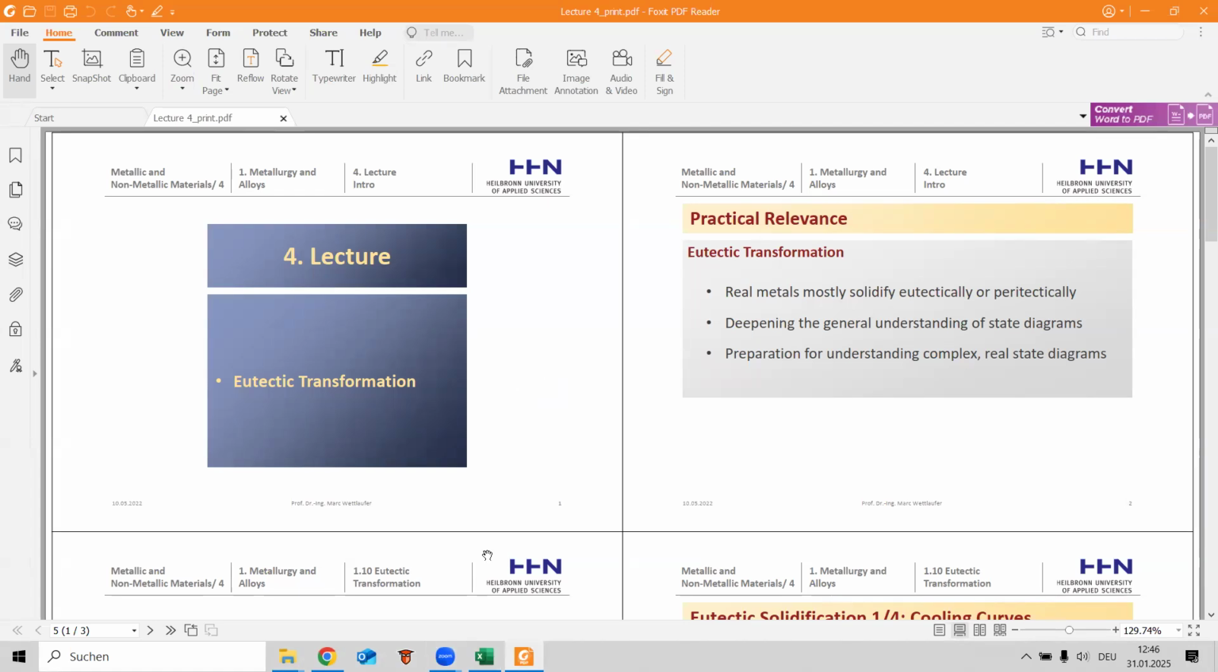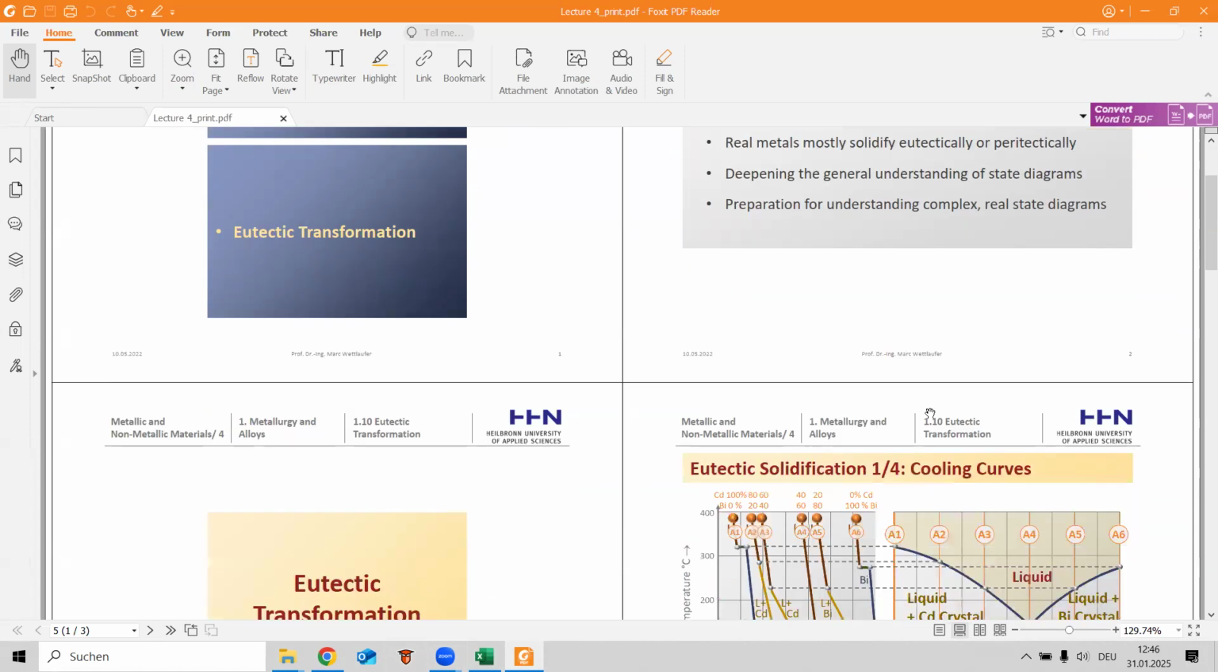Complex topics, eutectic transformation. The practical relevance of the transformation: real metals must solidify eutectically or peritectically, depending on the general understanding of state diagrams. Preparation for studying complex real state diagrams.